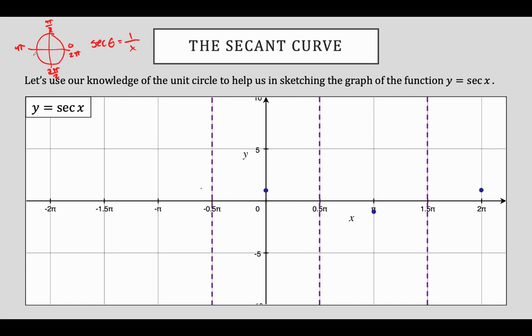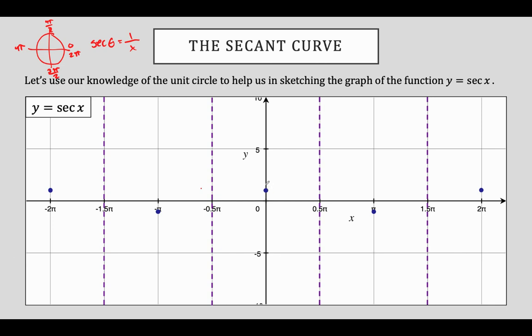The secant of negative pi. 1 divided by negative 1. That's negative 1. Secant of negative 3 pi over 2. Brings me up here. 1 divided by 0, undefined. And the secant of negative 2 pi, well, 1 divided by 1 gives me an output of 1. Okay, and we can use the same process.